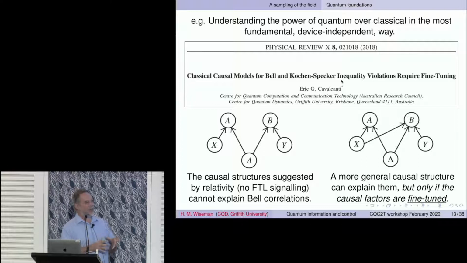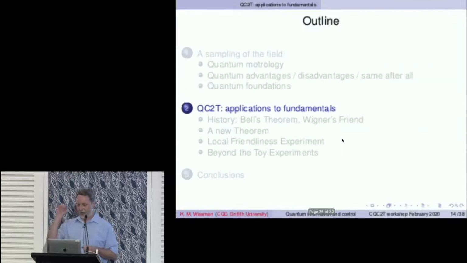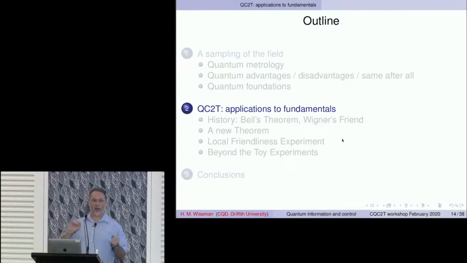And again, in that case, you can't really rely on a no fast and light signaling explanation, because everything is just happening locally. So in that case, the no fine-tuning explanation is a really powerful way, I think, to understand what the contextuality in quantum mechanics really means and where that power is coming from. Okay, that's the end of my highlights, my sampling of the field.